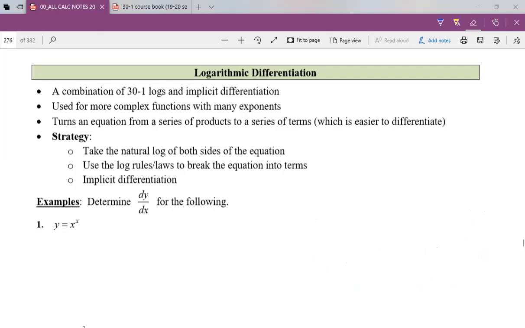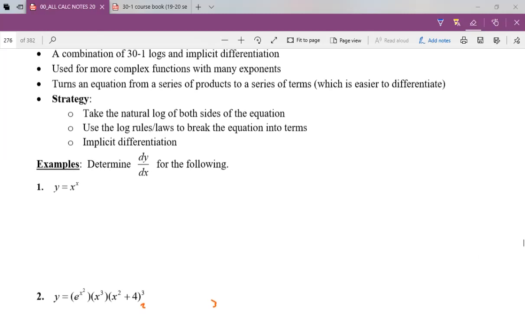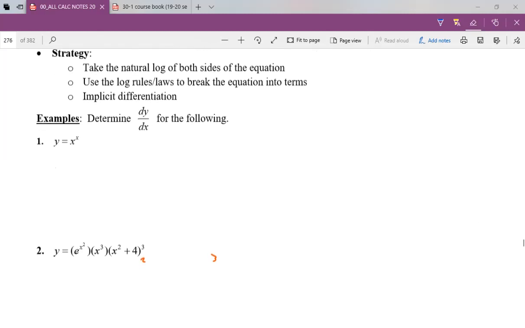We're going to use implicit differentiation because we're going to differentiate both sides of this. It's used for more complex functions with many exponents, and it turns an equation from a series of products into a series of terms, which is easier to differentiate. So our first step is going to take the natural logarithm of both sides of our equation. We're going to use our log laws to break it apart and simplify it to differentiate it. And that's going to be our next step.